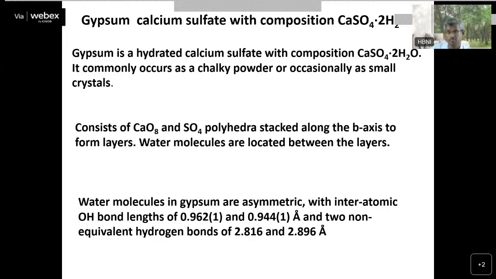technique. So OH bond length also has been evaluated, and the hydrogen bonds also, because the protons are somewhat different in structure. So that is why we have got two different hydrogen bond lengths, 2.816 and 2.896 angstrom, as well as the OH bond lengths are also quite different.